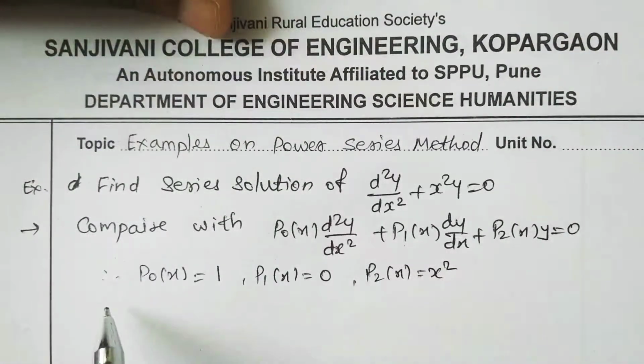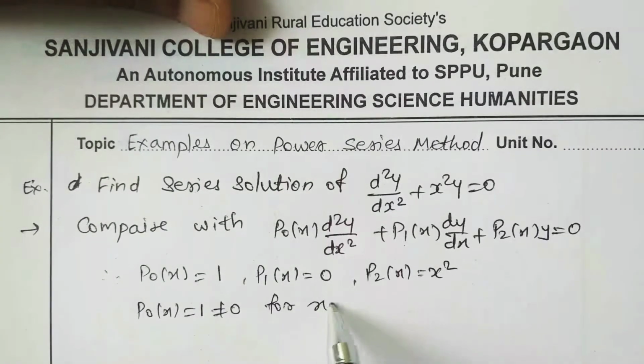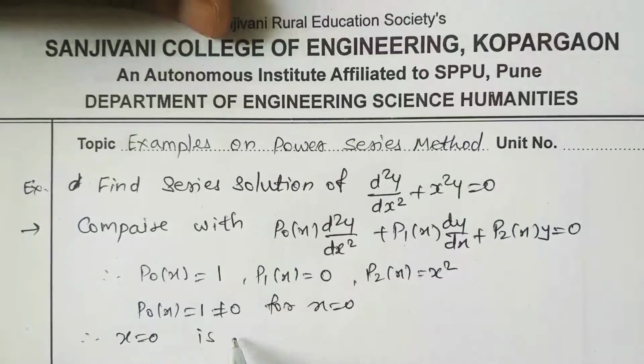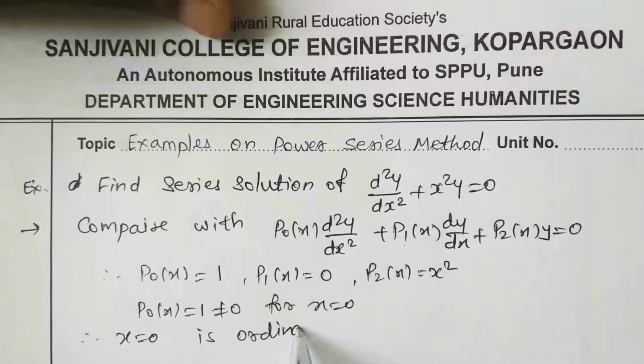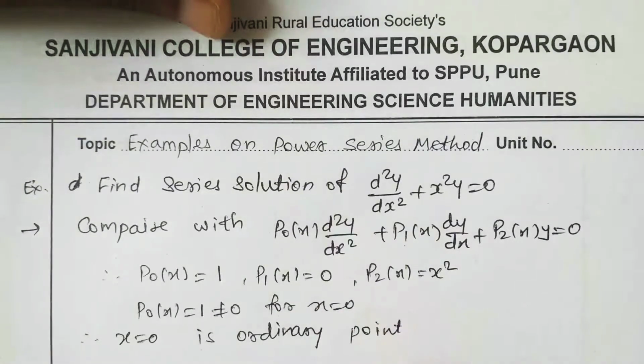So see, the value of p0 of x is 1. It is not equals to 0 for x is equals to 0. Therefore, x is equals to 0 is an ordinary point. So first we check whether x is equals to 0 is an ordinary point or not. So in this example, x is equals to 0 is an ordinary point.